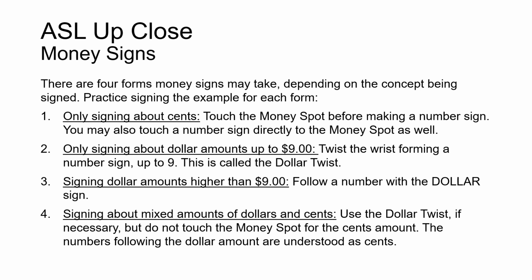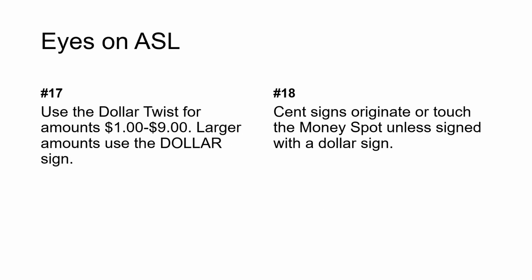Signing about mixed amounts of dollars and cents: use the dollar twist if necessary, but do not touch the money spot for the cents amount. The number following the dollar amount is understood as cents. Eyes on ASL 17. Use the dollar twist for amounts $1 to $9. Larger amounts use the dollar sign.